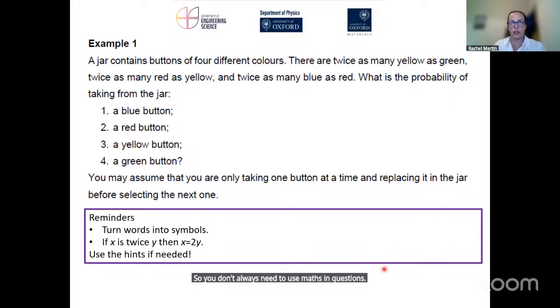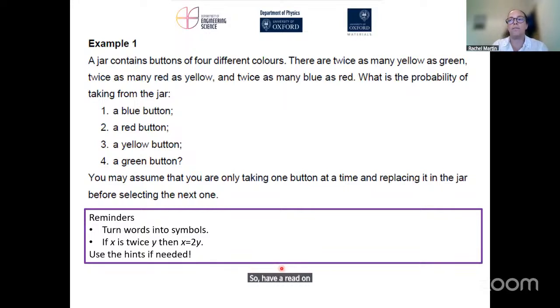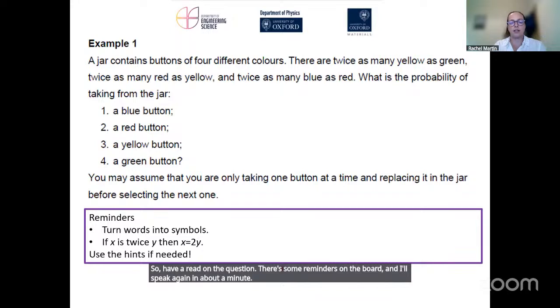So the first question is on the screen now. I know you said on the board, I'm used to teaching. I forgot to introduce myself. I'm a physics teacher and head of science in West London, and I've been taking part in this course for quite a few years now. So have a read of the question. There's some reminders on the board, and I'll speak again in about a minute, but get started when you're ready.